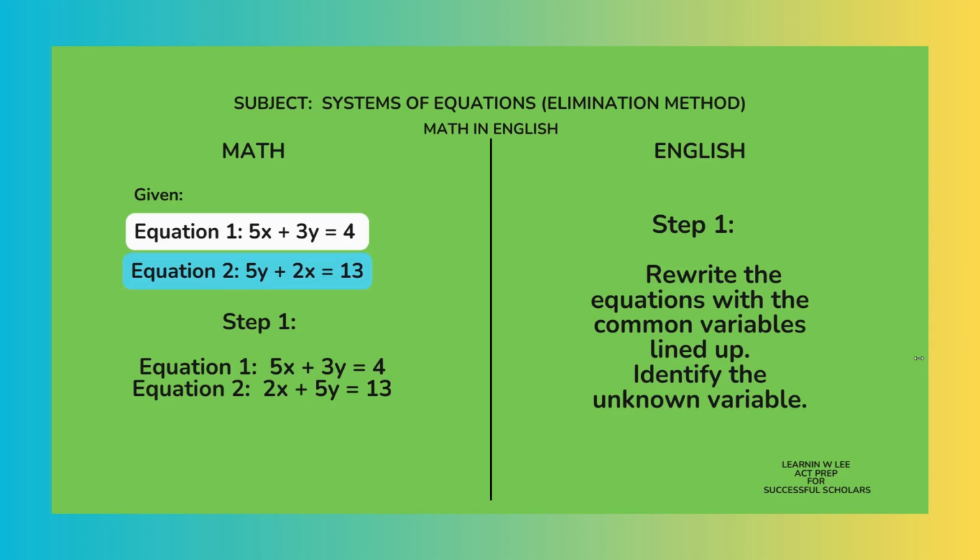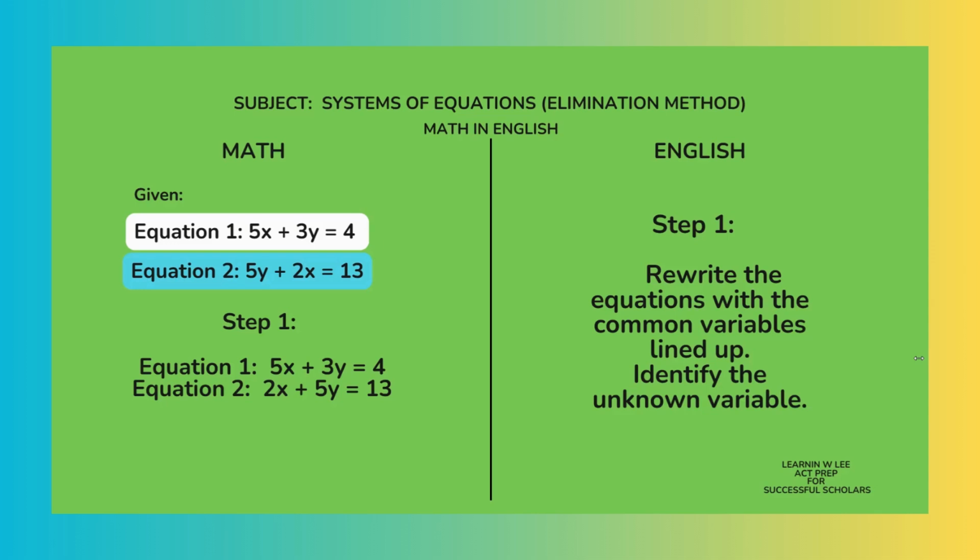All right, to jump right in, this system of equations has given us two equations. We've identified, again, our given information. Always start with your given information. Equation 1 is highlighted in white. 5 times x plus 3 times y is equal to 4. I'll also read it as 5x plus 3y is equal to 4. And our equation 2, highlighted in blue, is 5y plus 2x is equal to 13.